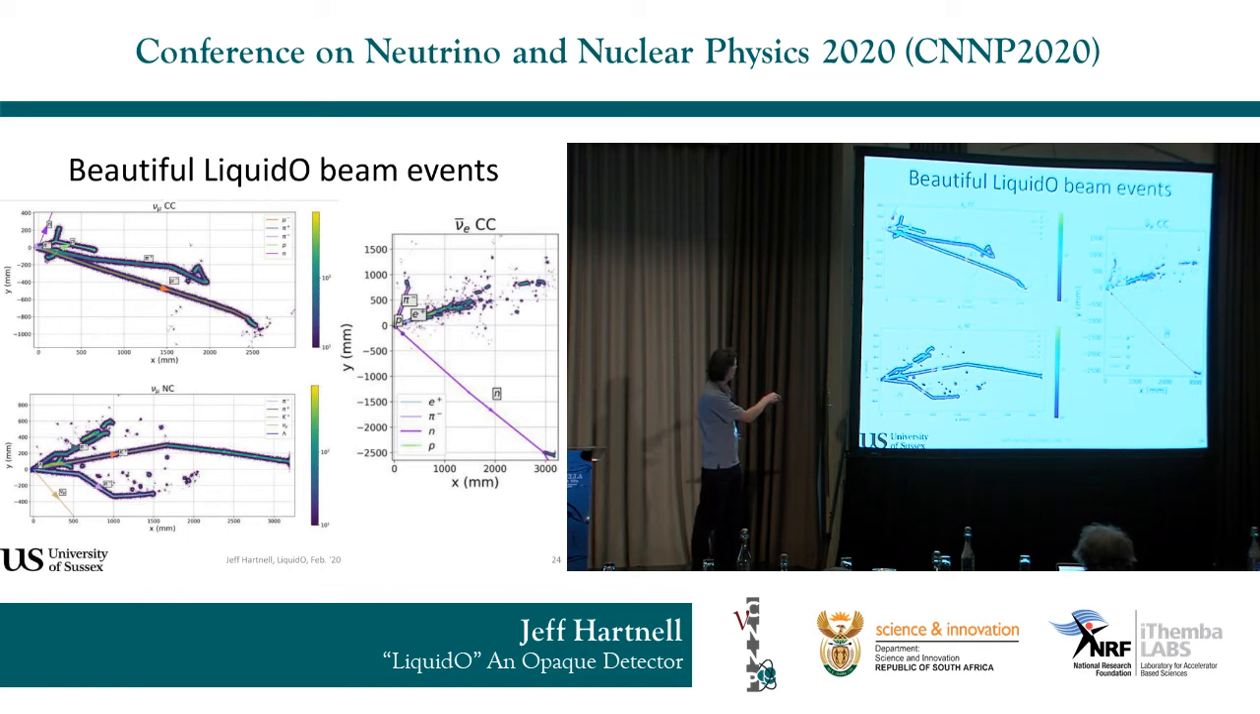Here's a neutral current event. You have a kaon in there, decayed. Anyway, you can see lots of information. Another one: an electron antineutrino charged current event. You have the electron shower. You have the neutron and a proton down here, and so on.